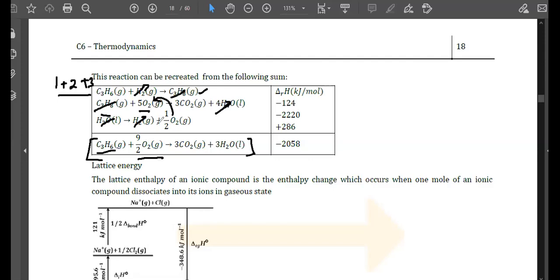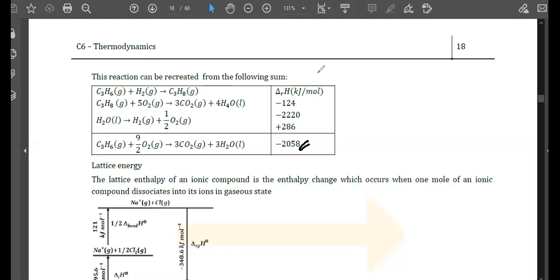We are left with, since we have 4 H2O here and 1 H2O here, 3 H2O and 3 CO2. This is your product. So in this case you just have to add these three. It is just like solving linear equations. If you add these three, you will get your net enthalpy of reaction.